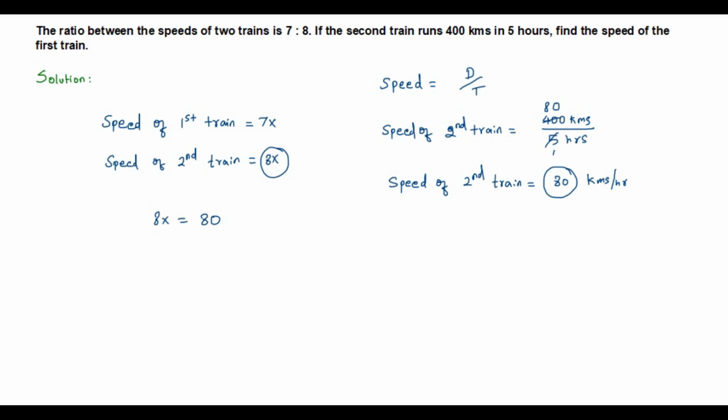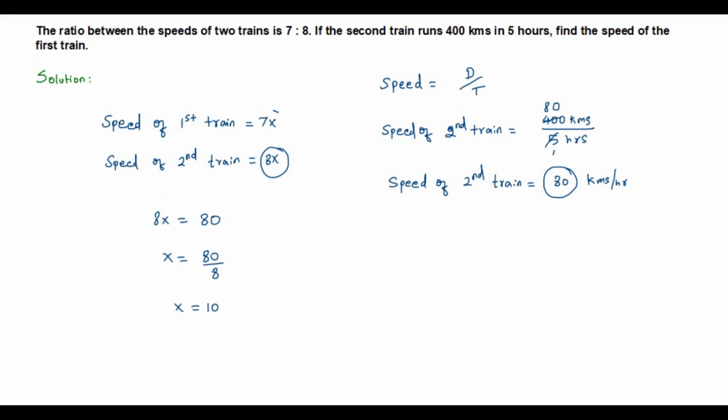Here 8 and x are multiplied. If I take this 8 to the right side of the equation, it will become division. So x is equal to 80 divided by 8, then I get x is equal to 10. Okay, now I got the value of x, that is 10.